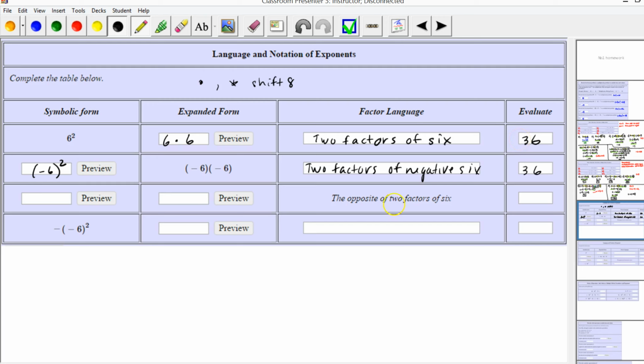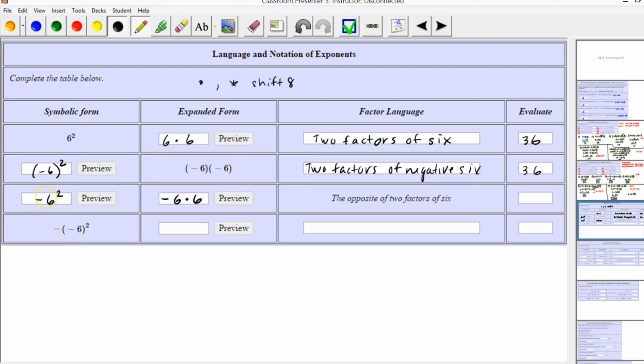Now here we have the opposite of 2 factors of 6. Okay, so let's write this in the expanded form first. So we're going to have the opposite of 2 factors of 6. Okay, so comparing this to the other ones, notice we're not taking 2 factors of -6. We're going to take the opposite of the product of 2 factors of 6. And the way we write this symbolically is -6 squared. Okay, or we say the opposite of 6 squared.